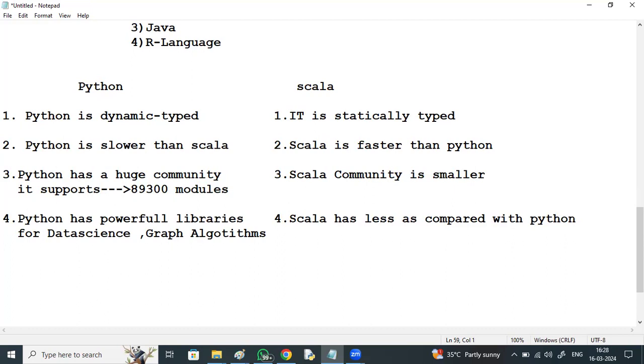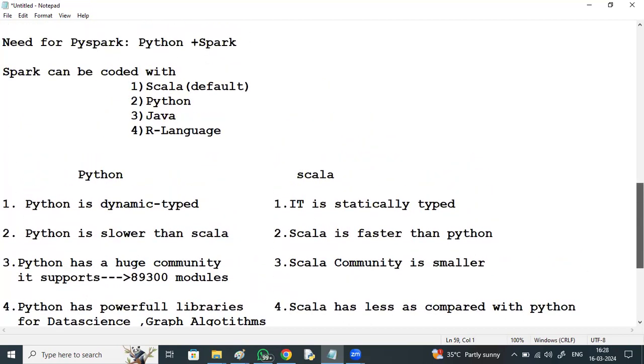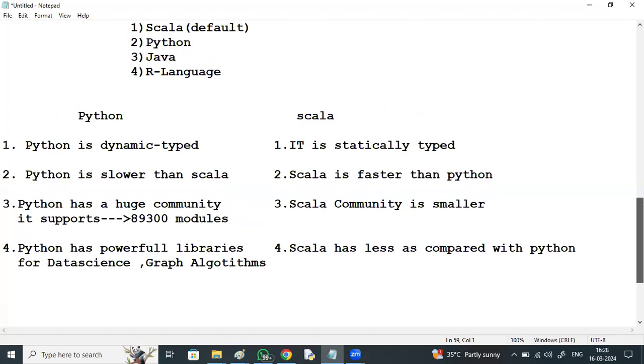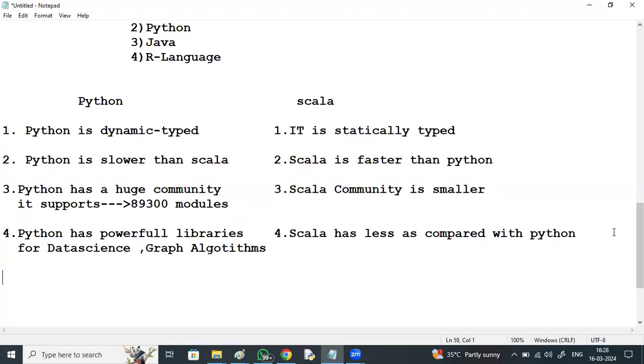If you want to solve problems, dealing with tasks like ML tasks, graph related or data streams related things, Python has it, and even Scala has it, but it's less as compared with Python. So now, the main advantages of PySpark: PySpark features.